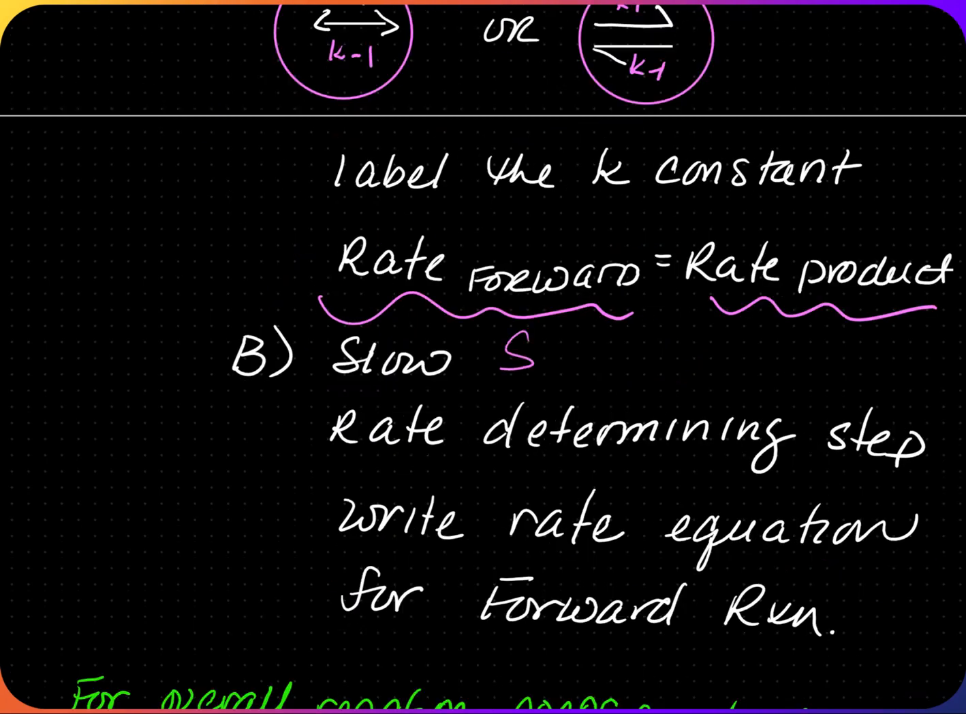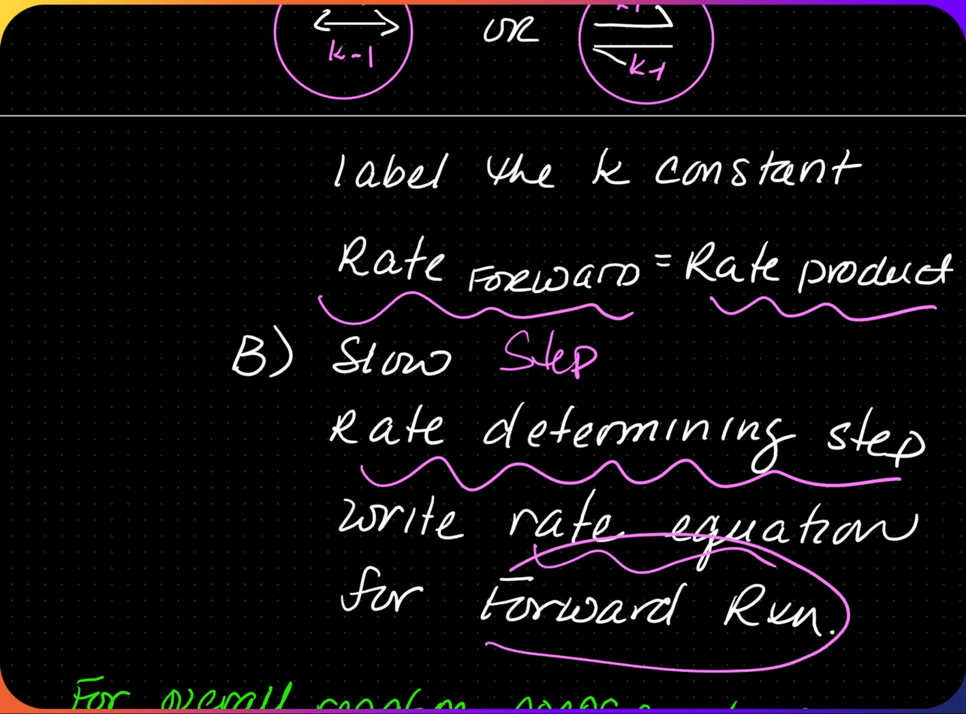Anything that is the slow step is your rate-determining step. Any elementary steps that follow the slow step, you will ignore. And when we write the rate equation, we only write it for the forward reaction.